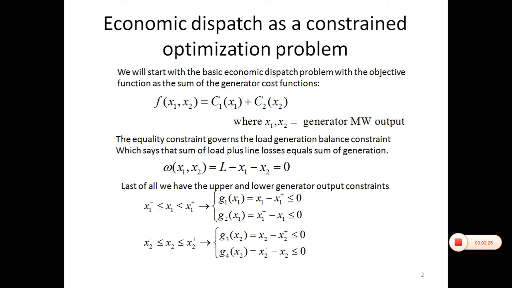Another independent variable is x2. Again it will have its lower limit x2 minus and its upper limit x2 plus. Again we will split into inequality constraints g3 and g4 in this way. When we split it, it became easier for us to include it in the Lagrange equation.